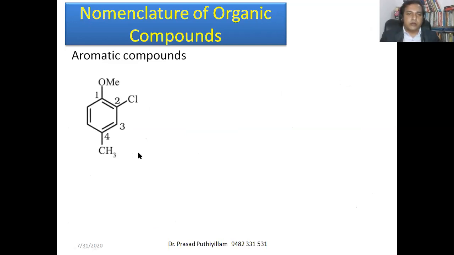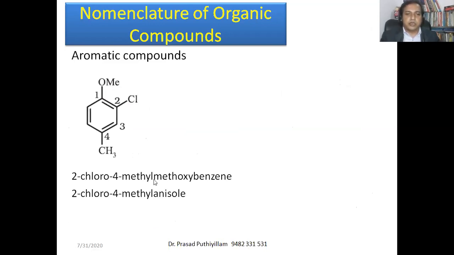Now another molecule given. It can be taken as 2-chloro 4-methyl. This is fourth position 4-methyl, and this is the methoxy functional group. Therefore it is 2-chloro 4-methyl methoxybenzene, or even we can consider as anisole. So 2-chloro 4-methyl anisole, because we know benzene containing OCH3 is anisole. Therefore both are treated in the same way. So it is 2-chloro 4-methyl methoxybenzene, or in a better way it is 2-chloro 4-methyl anisole.